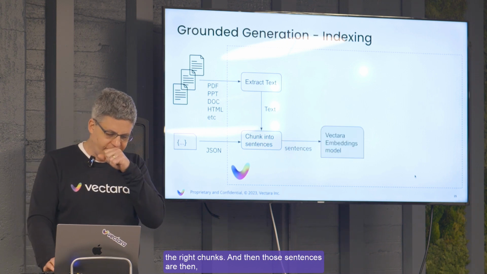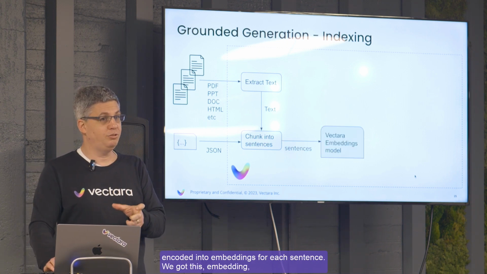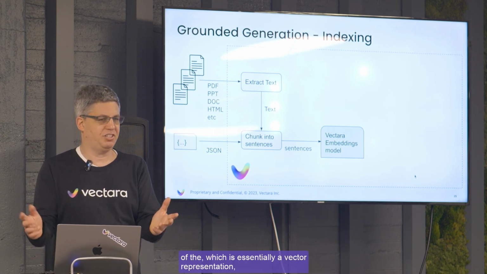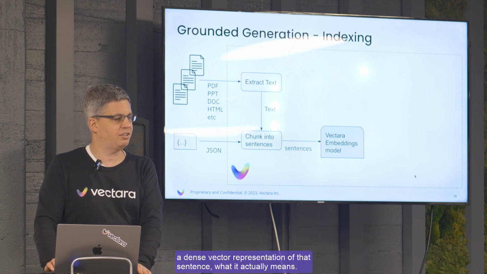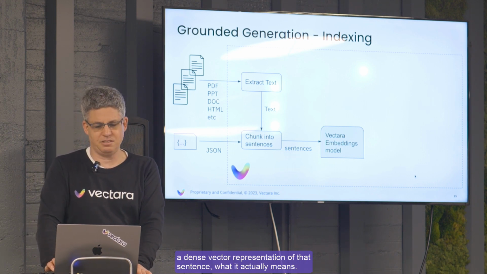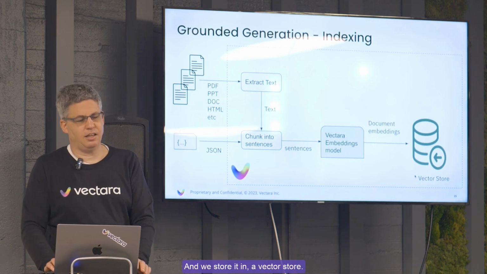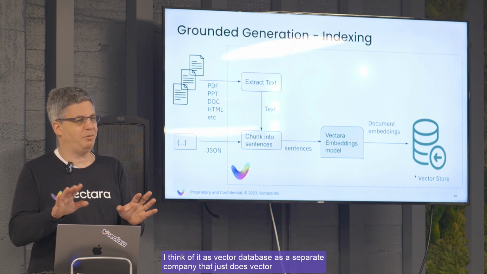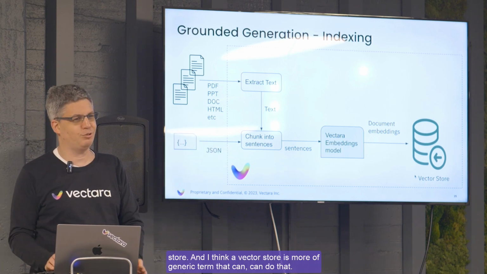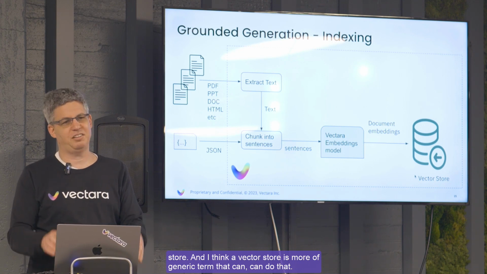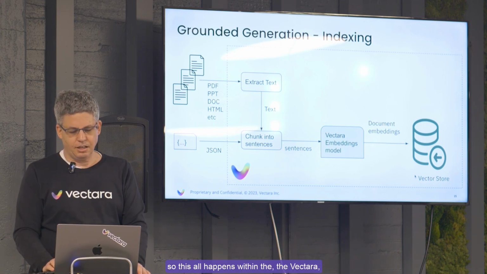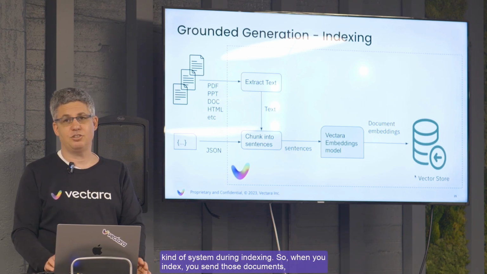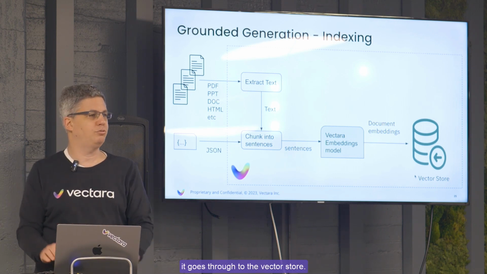Those sentences are then encoded into embeddings. For each sentence, we get an embedding, which is essentially a dense vector representation of what that sentence actually means, and we store it in a vector store. What's the difference between a vector store and a vector database? I think of a vector database as a separate company that just does vector storage, and a vector store is more of a generic term. This all happens within the Vectara system during indexing. When you index, you send those documents, and they go through to the vector store.